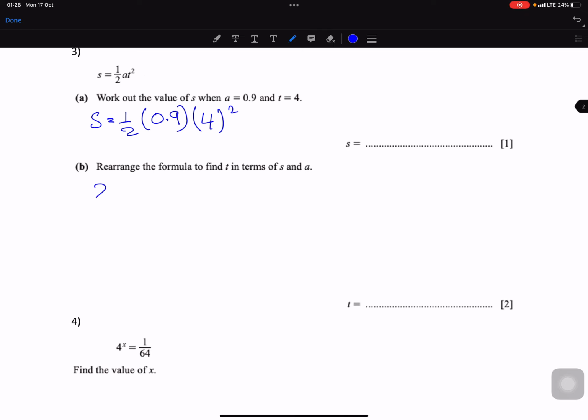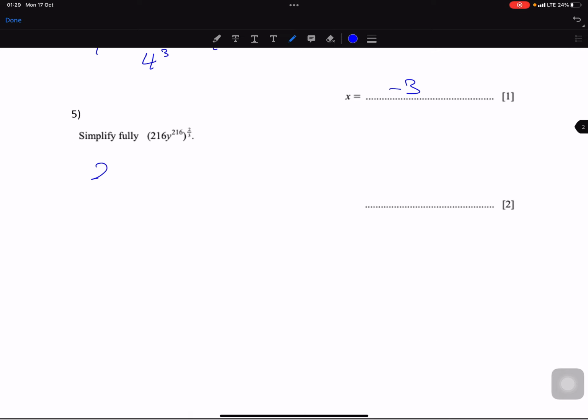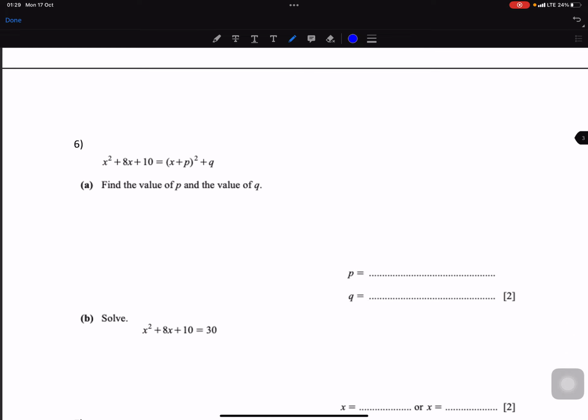Over here, rearrange, so 2s equals at squared, the square root of 2s over a equals t. Indices, so you say 4 to the power of x equals 1 over 4 to the power of 3. 4 to the power of x is 4 to the power of minus 3. x is equal to minus 3. Here is going to be 216 to the power of 2 over 3 times y to the power of 144. Evaluate this in your calculator. You're going to get 36y to the power of 144.